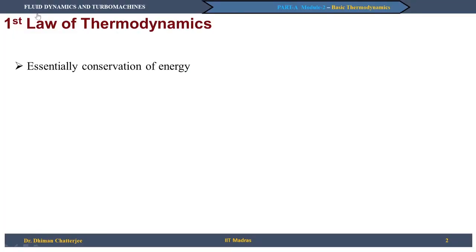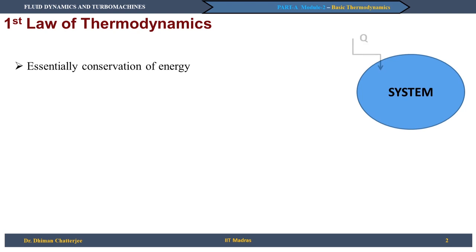So, we will start with the first law of thermodynamics. The first law of thermodynamics is essentially the conservation of energy. When we talk about the first law, we talk about the interaction of heat and work and the changes in different forms of energy. Let us say we have a system and some heat is added to the system and some work is done by the system.